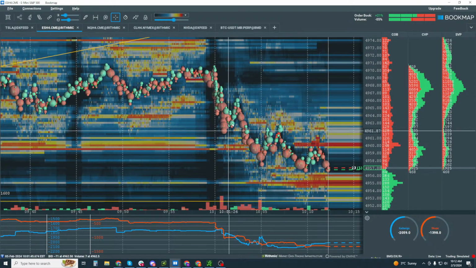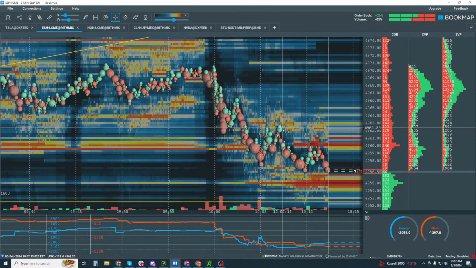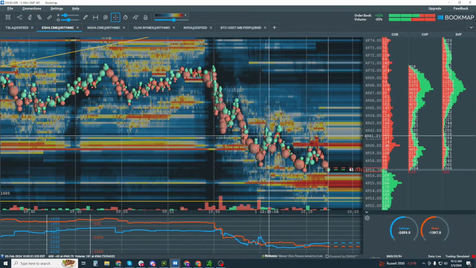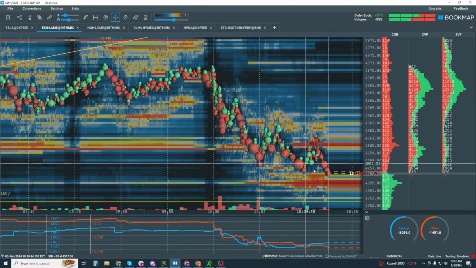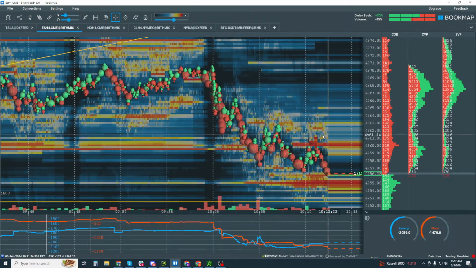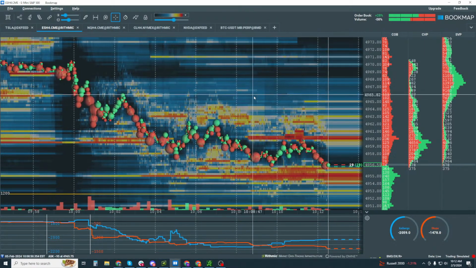Okay, sellers moving that market. Here's our pullback. Sellers moving that market. Bit more of a pullback, a bit more buy volume, but again, more selling coming in. So we're still looking for sell side here. Now, it's not a trade recommendation. It's just an order flow reading.